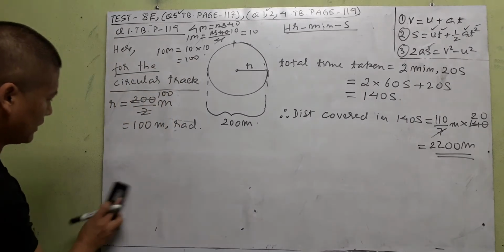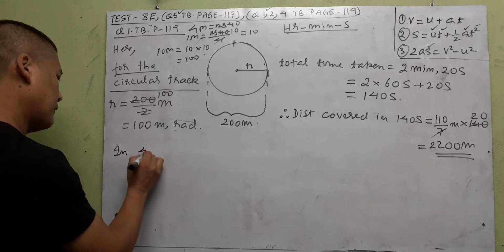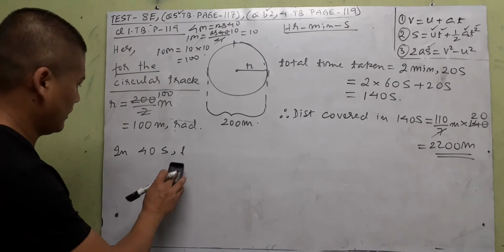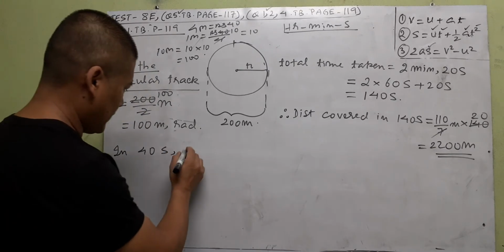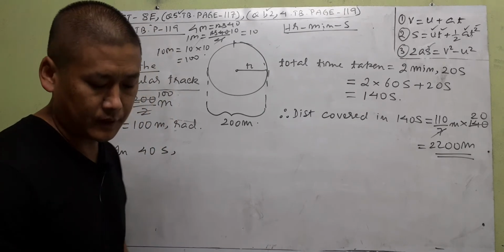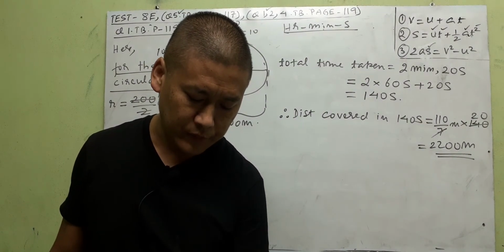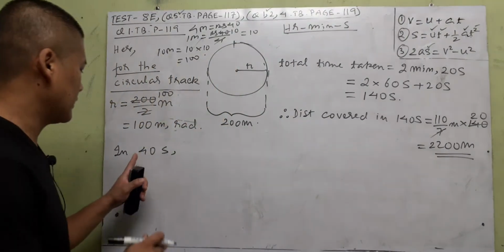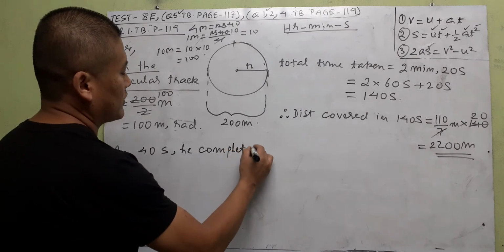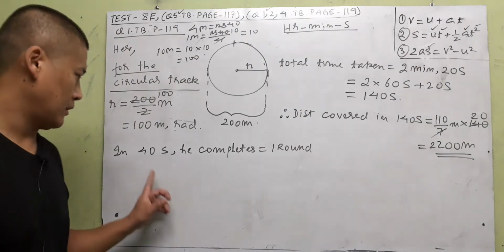For displacement, you see here, in 40 seconds, okay, he completes 1 round in 40 seconds. Question is saying, first statement there, an athlete completes 1 round of a circular track of diameter 200 meter in 40 seconds. So in other words, in 40 seconds, he completes how much? Common sense, he completes 1 round. Question is saying that, right? You can clearly see that. So let us use this one now.